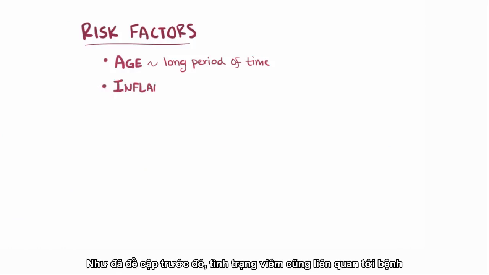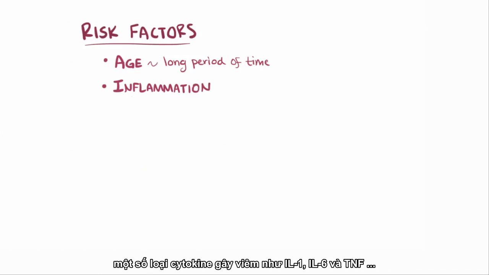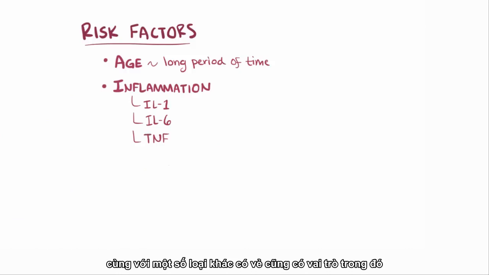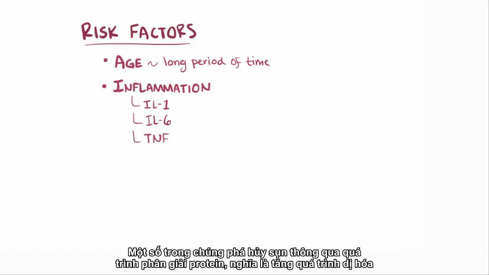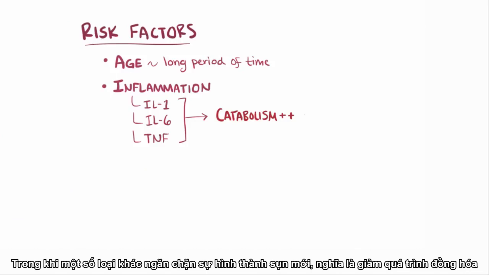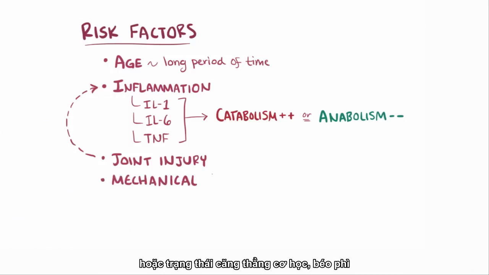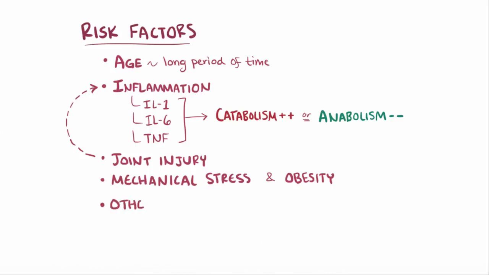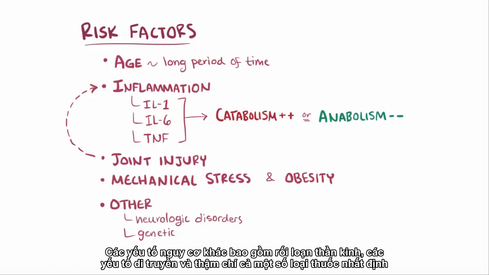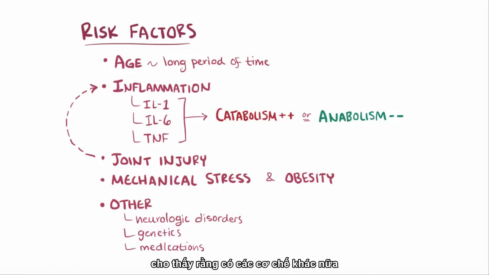As I mentioned earlier, inflammation also seems to be involved, and there are a number of pro-inflammatory cytokines like interleukin-1, interleukin-6, and tumor necrosis factor, among others, that seem to play a role. Some of these are more involved in breaking down cartilage through proteolysis, meaning increased catabolism, whereas others are more involved in blocking the formation of new cartilage, meaning decreased anabolism. Also, joint injury, which brings with it a lot of inflammation, seems to be a major risk factor for osteoarthritis, as well as mechanical stress and obesity. Other risk factors include neurologic disorders, genetic factors, and even certain medications, suggesting that there are other mechanisms at play as well.